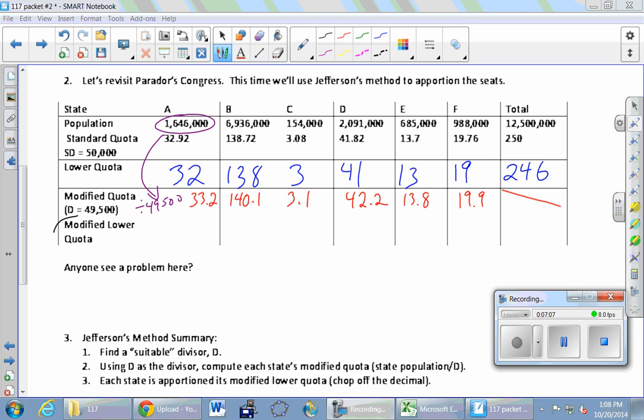We're going to call this next row the modified lower quota. Lower quota is already defined. It's these numbers in blue, but we modified our divisor. 50,000 got modified to 49,500. Yeah, so let's round all these guys down and see what happens. So 33.2 becomes 33. Everybody's getting rounded down. 140, 3, 42, 13, and 19.